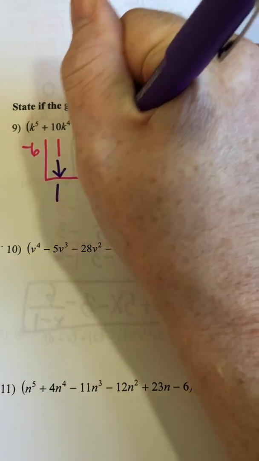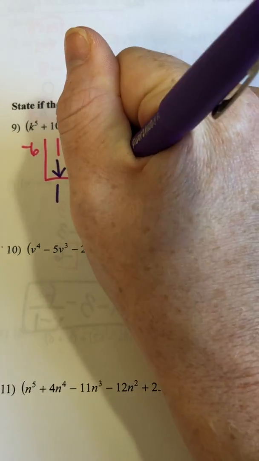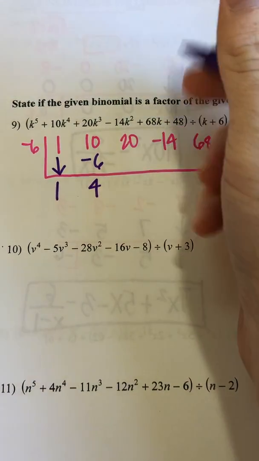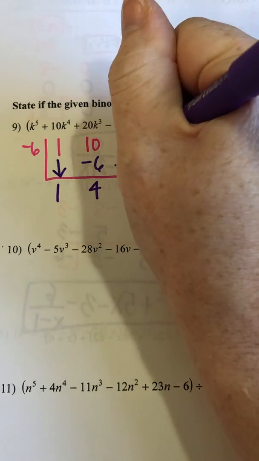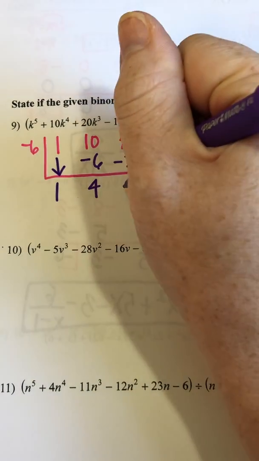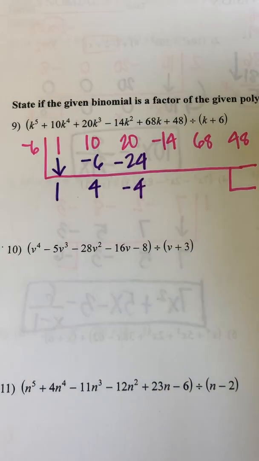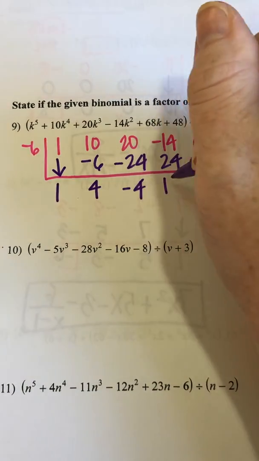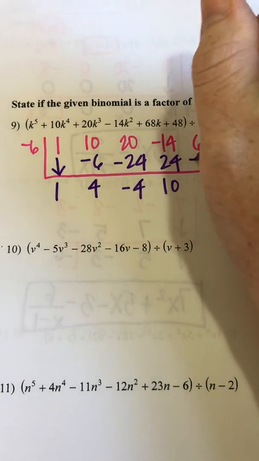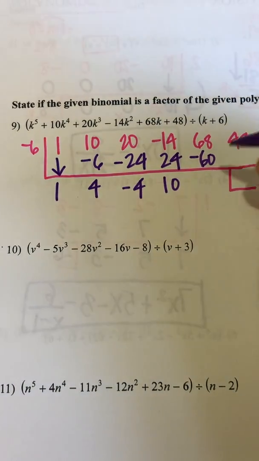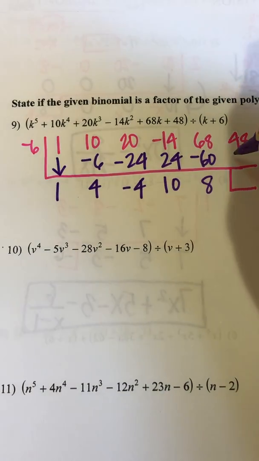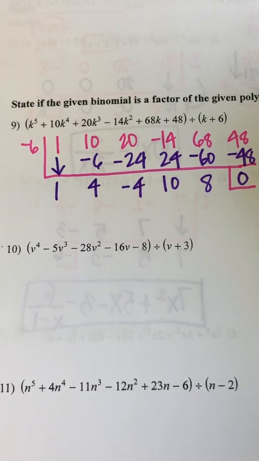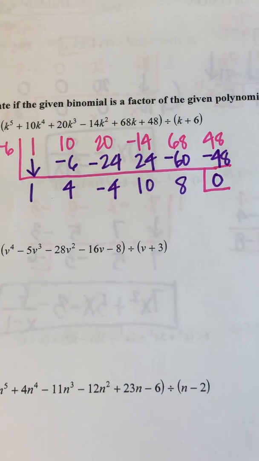1, -6, 4. Are you following? Multiplying on the outside, adding on the inside, okay? -24, -4, +24, 10, -60, 8, -48. Look at that, 0. I got what I wanted.